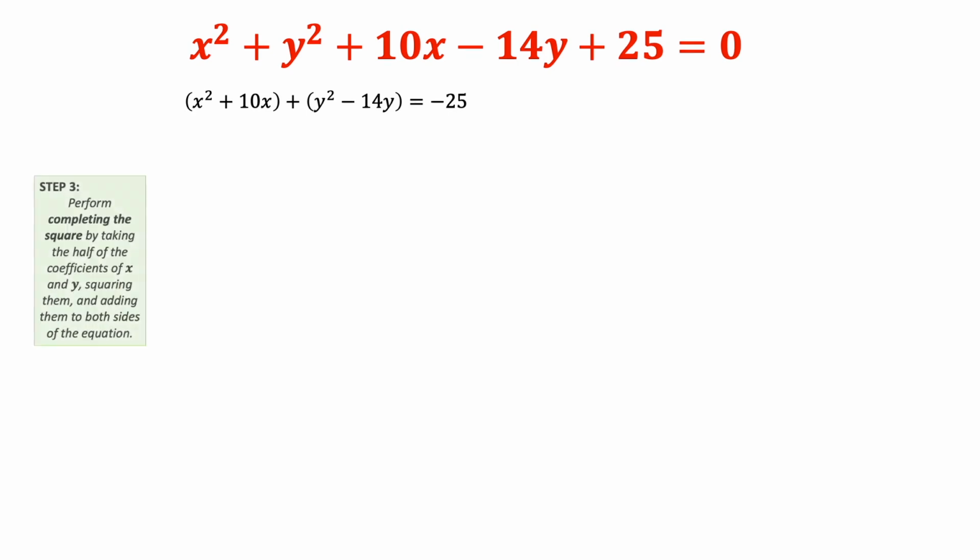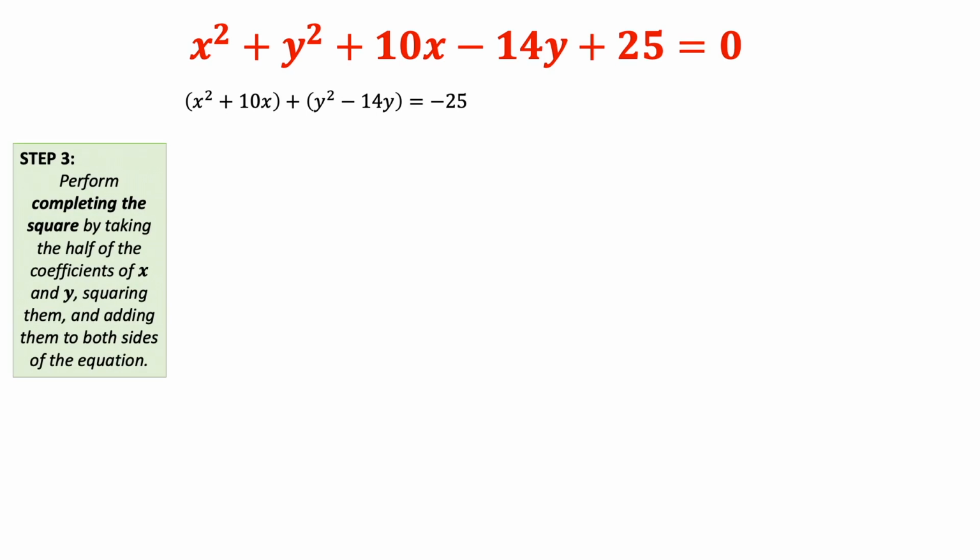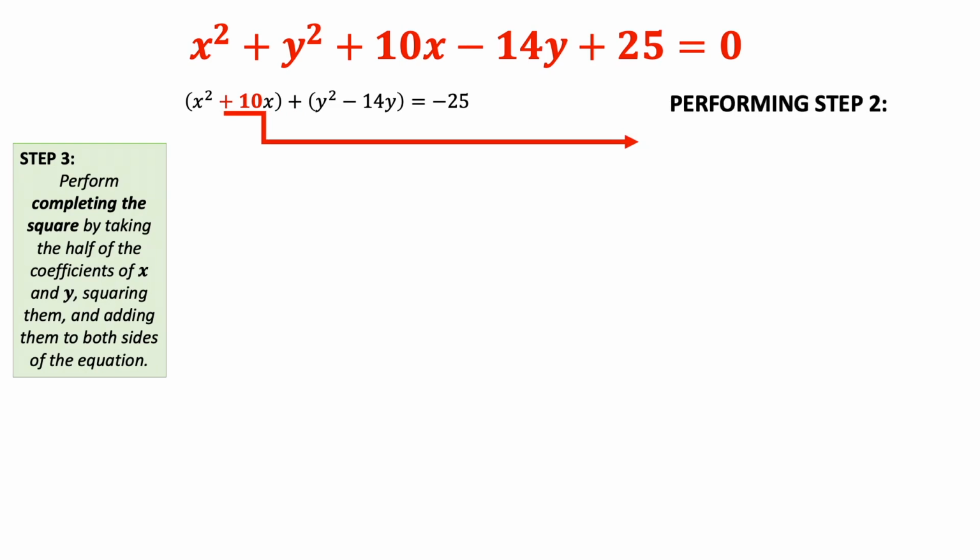In step 3, we need to perform completing the square by taking the half of coefficients of x and y, squaring them, and adding them to both sides of our equation. Let's do it first to the coefficient of x. To get the half of it, I will multiply it by 1/2. So, positive 10 multiplied by 1/2 is 5. Squaring 5 will give me 25.